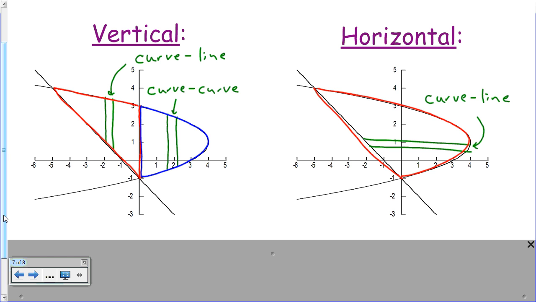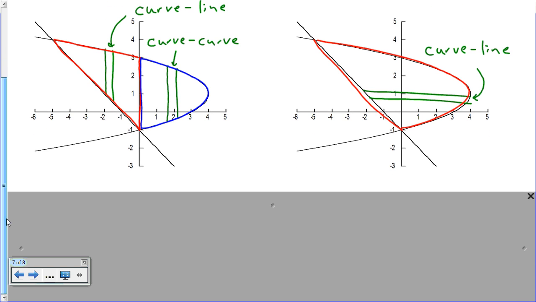Every single strip in that region would be represented by the curve on the right side of that strip and the line on the left side of that strip. So here's a good example of why it might be advantageous for us to use horizontal versus vertical strips.